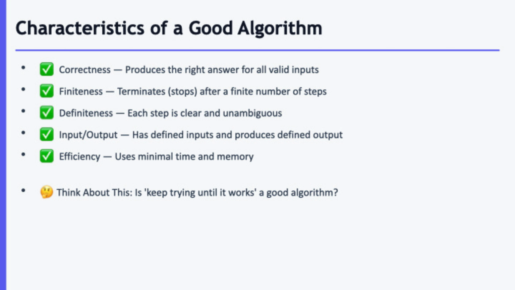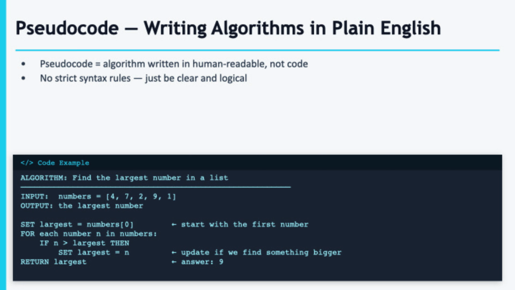A good algorithm must produce the right answer for any valid input and must stop after a finite number of steps. Each step has to be clear and unambiguous so the computer knows exactly what to do next. Before we write actual code, we use pseudocode. This is just writing the algorithm in plain English. It does not have strict rules, which allows you to focus purely on the logic and steps required. For example, if we want to find the largest number in a list, we start by looking at the first number. We then check every other number in the list and update our record if we find something bigger until we have the final answer.